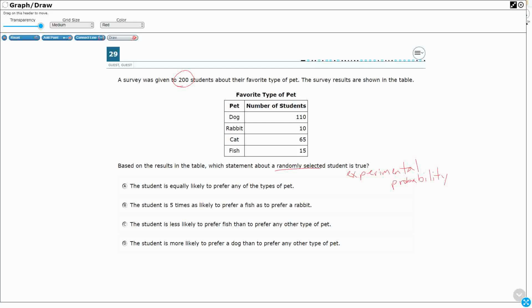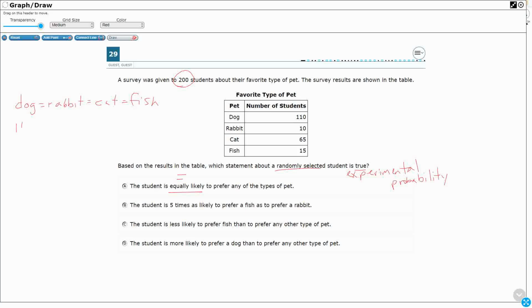And so let's just look at these statements. One of these is going to be true, three are going to be false. The student is equally likely, if they just pull one at random, to prefer any of the types of pets. Okay, equally likely literally means equally. So that means dog equals rabbit equals cat equals fish, right? So that's what that means.